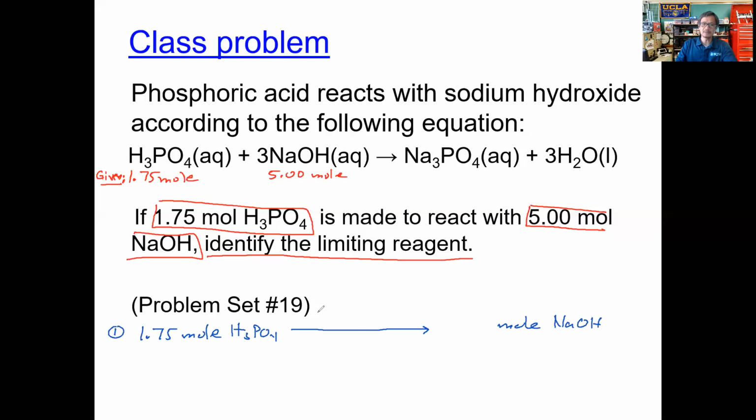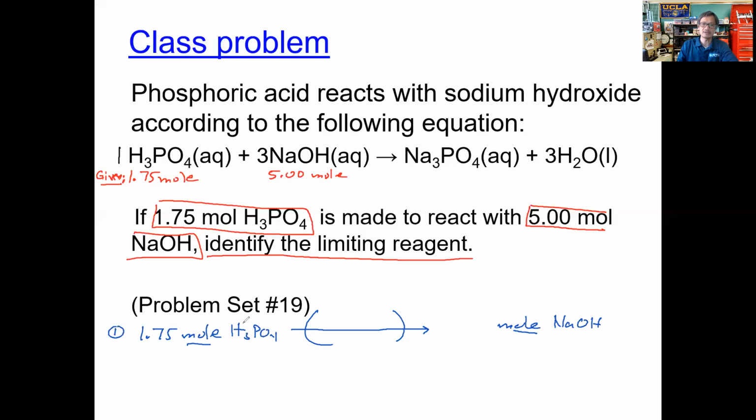Okay, so this is going to be a mole to mole conversion. If this is a mole to mole conversion, the only conversion factor that we need is the mole ratio. And where do we get that mole ratio from? Well, the mole ratio is taken directly from the balanced equation. So we have a 1 to 3 mole ratio here. So let's go ahead and plug that in.